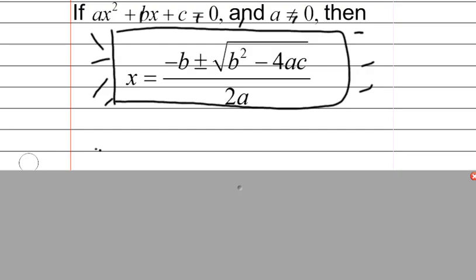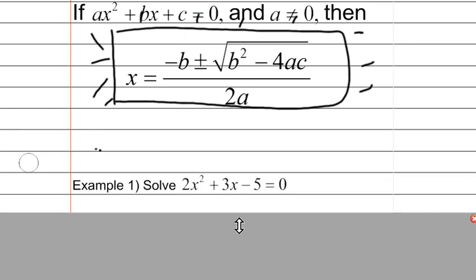Okay, so I hope you enjoyed that. Now we're going to see how this works, and we're going to start off with an easy one. Write this example down: solve 2x squared plus 3x minus 5 equals 0. Remember, in order to solve, we have to have an equation, and our equation for a quadratic has to equal 0 in order to solve.